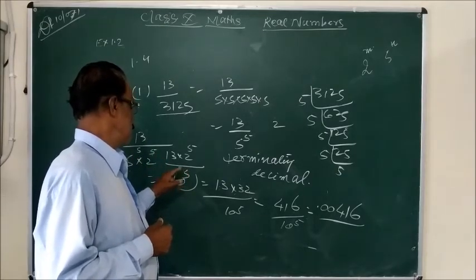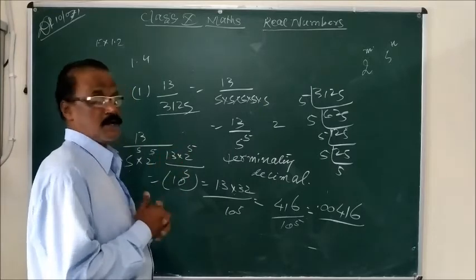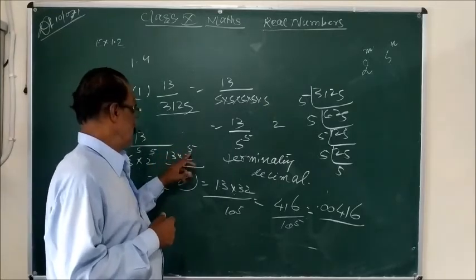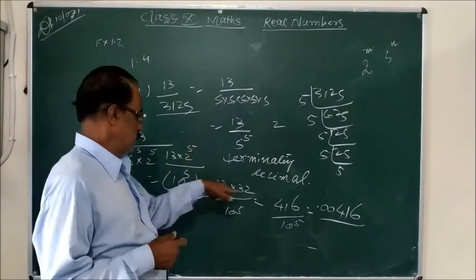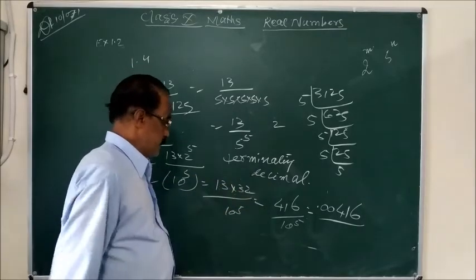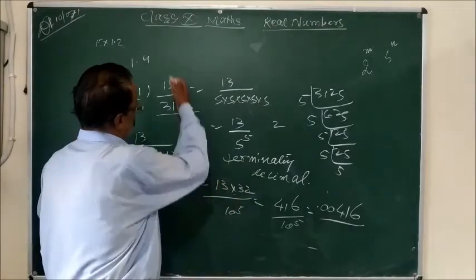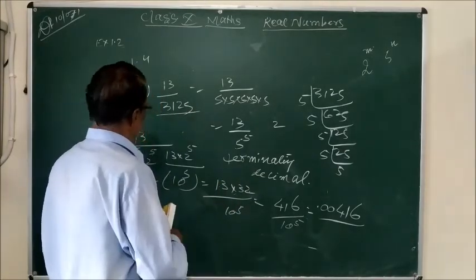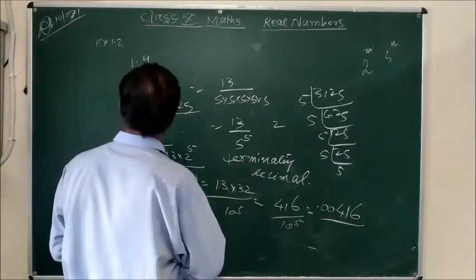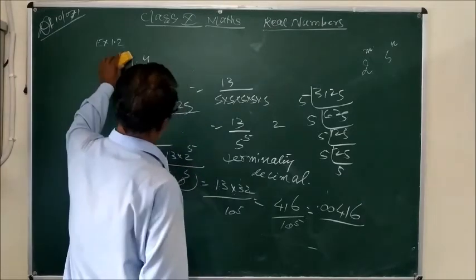10 power 5 means 5 zeros after 1. And you multiply by 2 power 5. And now you see this will be the decimal. If you want to verify, you can verify by dividing. But no need, this is the rule. This is in question number 1.4.